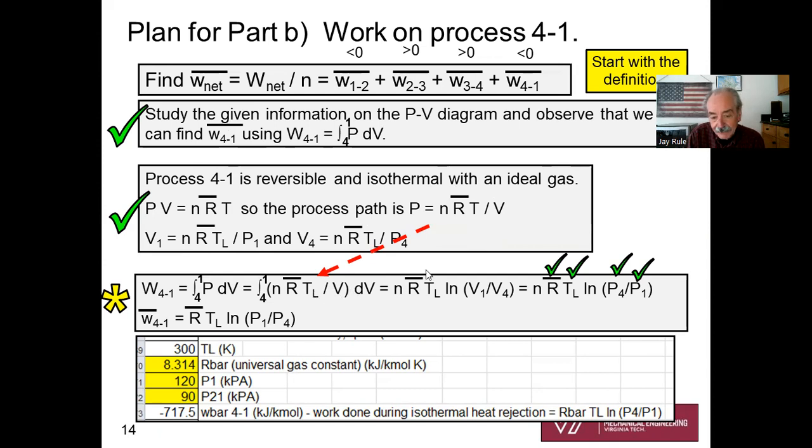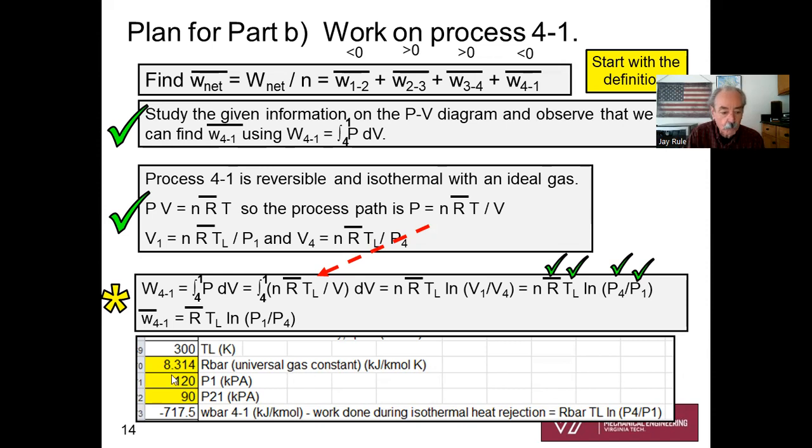I'll pull all my constants out of the integral. I integrate dV divided by V, 1 over V dV. That's the natural log of V from 4 to 1. So we've got natural log of V1 over V4. I don't have V1 over V4, but I do have P4 over P1, and I just discovered that ratio. I was feeling a little better about myself now.